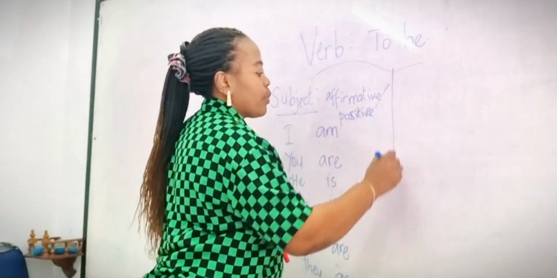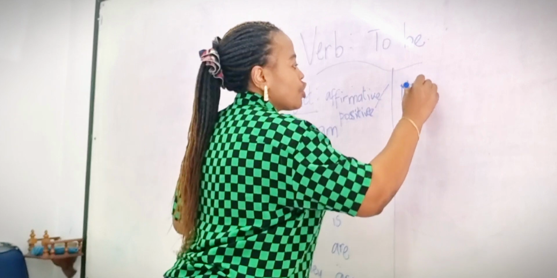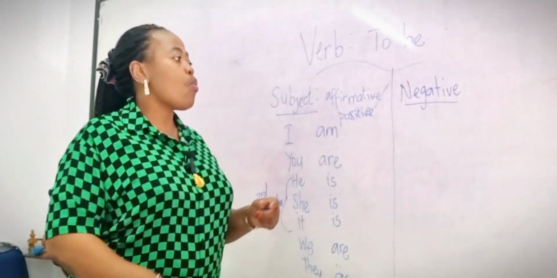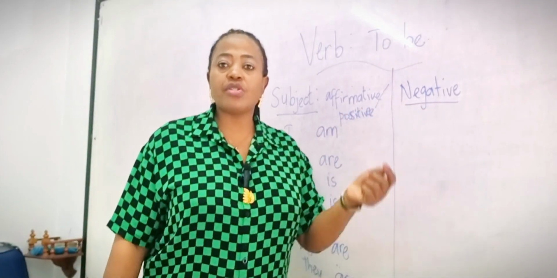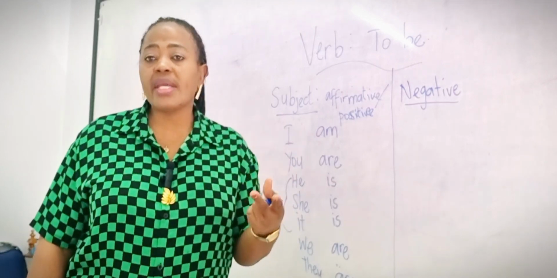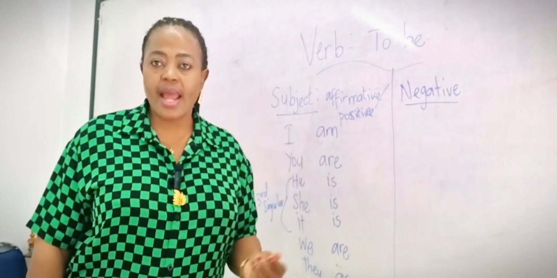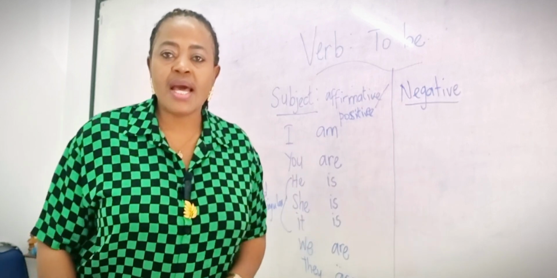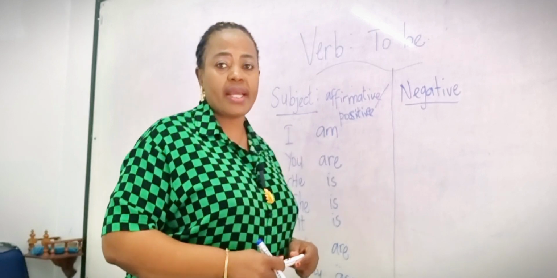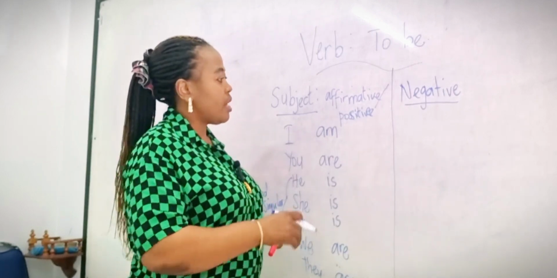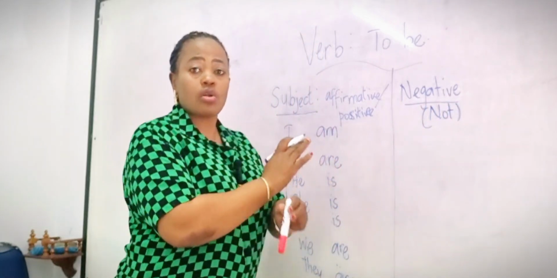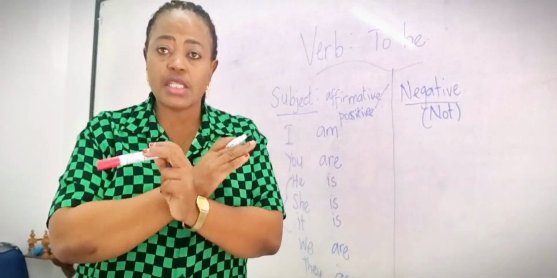The next that we are going to look at is the negative. When you're looking at the present simple of the verb to be, you always look at the negative form. We have affirmative, negative, interrogative or question, and short answers. We are going to look at that in this lesson. Now we go to negative. When you hear negative, the first thing that comes to your mind is not. Whenever you see negative, it means not.